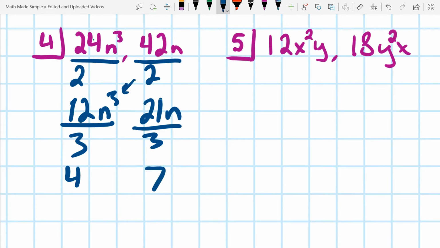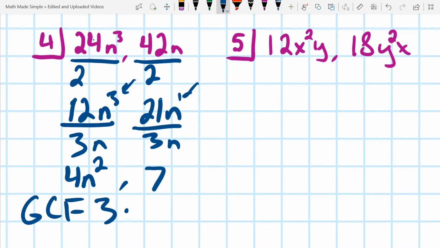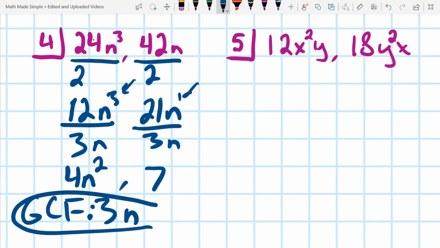We can take out not 3 n's, but only 1 n out of both of them. So we'd be left with 2 n's, or n squared, and then this n would go away, meaning our GCF would be 3n. Now, we keep on mentioning the leftovers because we're going to use them a little bit more in the next video. But let's look at one last challenging common factor.